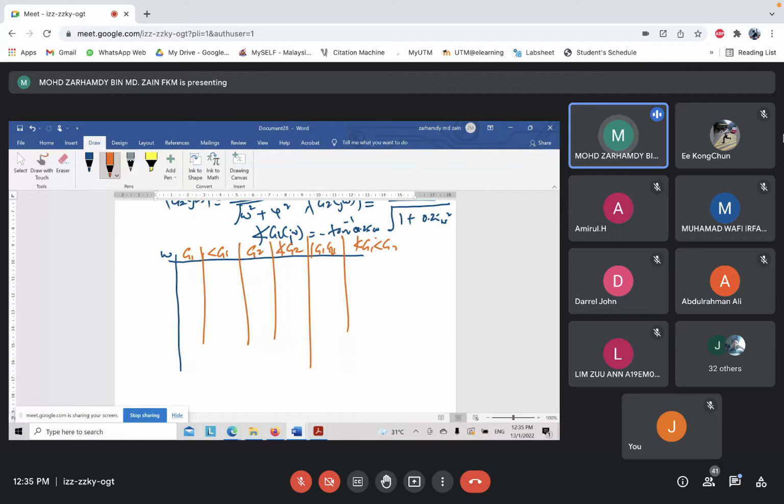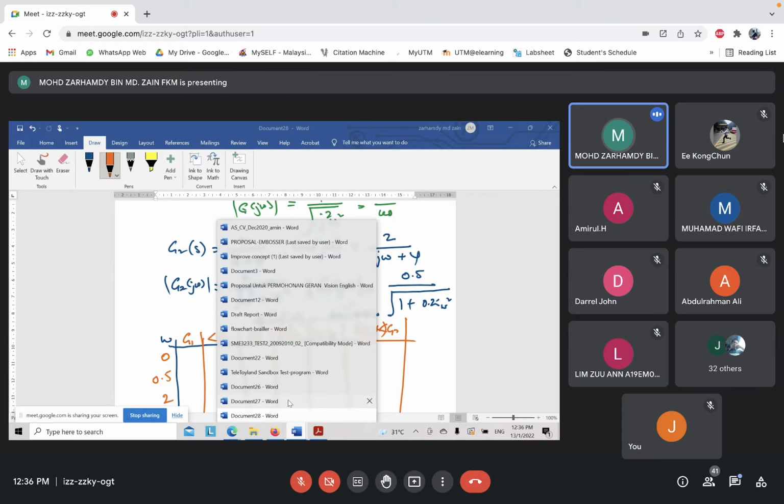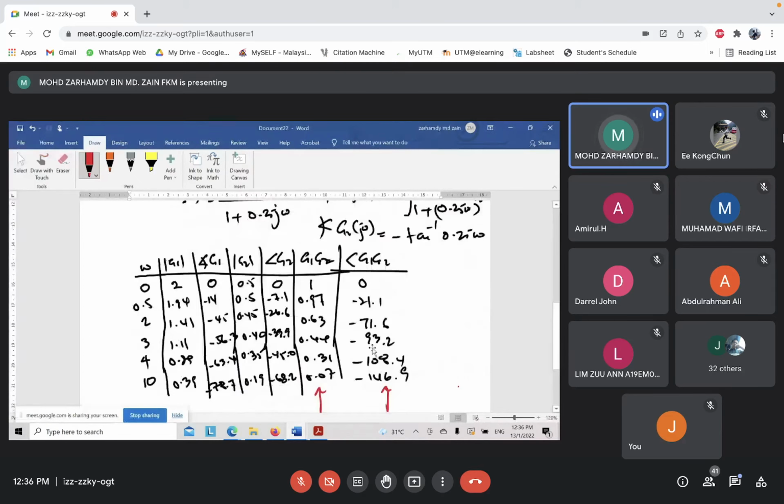Ni campur, you need to put plus. Okay, because only we have G2. So for the omega, don't worry, in test 2, they will provide the values to us. So for now, for example, we try 0. Based on the example in the textbook, we have 0, 0.5, 2, 3, 4, and 10. From here, you need to substitute these values into the formulas for gain G1, G2, and also phase G1, G2. At last, you will get macam ni.